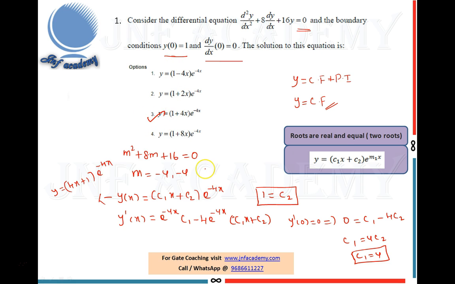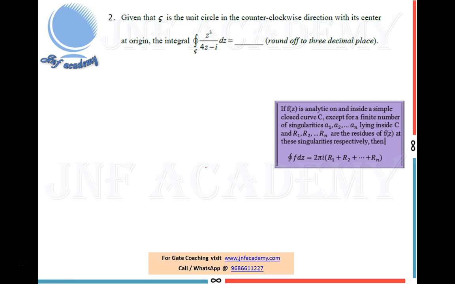Now let's move on to the next problem. Given that C is the unit circle in the counterclockwise direction with its center at origin, what is the integral value? You have to find this integral value. This problem can be solved by using two methods. One is the Cauchy residue theorem, another one is the Cauchy integral formula. Here I am going to solve this problem by using the Cauchy residue theorem. You can also use the Cauchy integral formula.